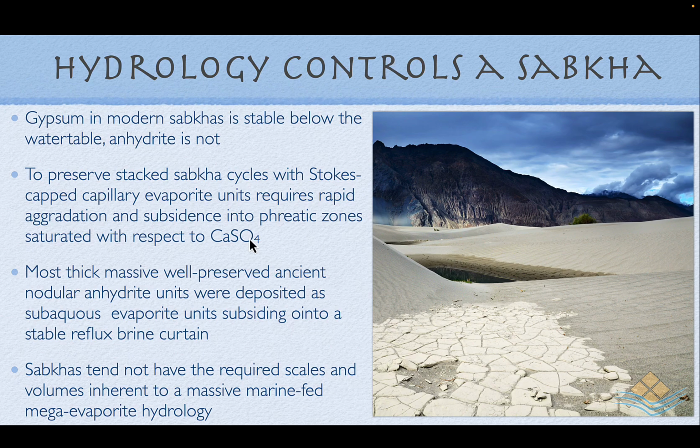Sabkhas don't tend to have the required scale or the brine supply volumes coming from the marine side inherent to a massive marine-fed mega-evaporite or mega-sulfate hydrology. Most of our ancient, thick, well-preserved nodular anhydrite units were deposited originally as either subaqueous gypsum or subaqueous anhydrite, not thin, stacked, Stokes surface-capped capillary evaporites.